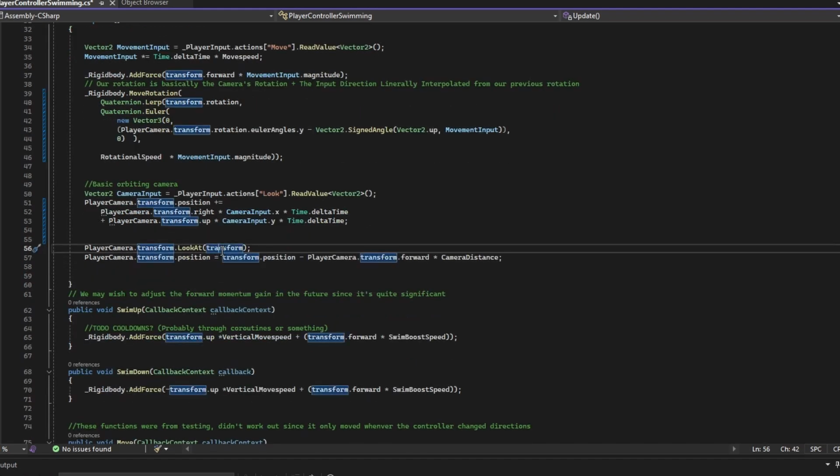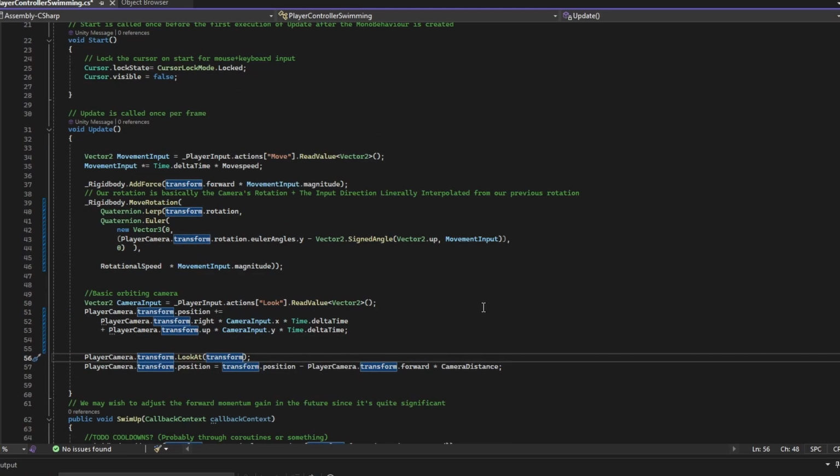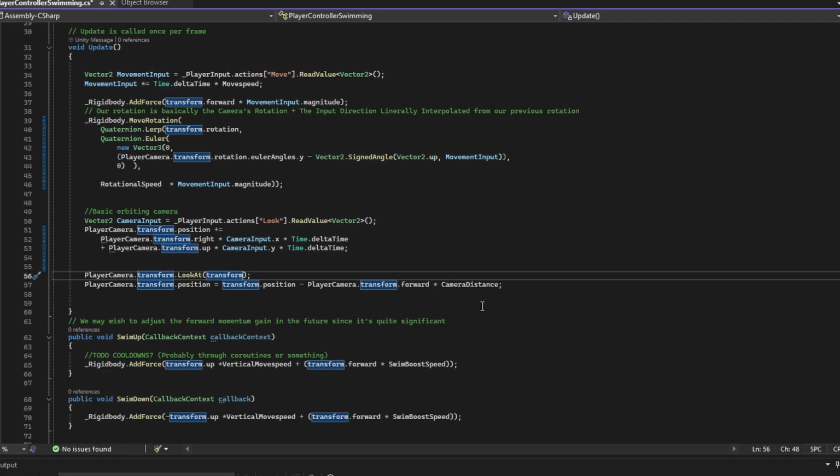Then we have down here, player camera.transform.LookAt(transform). This is looking at, so in this context, the transform is the attached game object transform of the script, which in this case is the player. So this is basically telling it to look at the player. Nothing too complicated about that. We just let Unity engine do all the math for us. And it's fantastic.